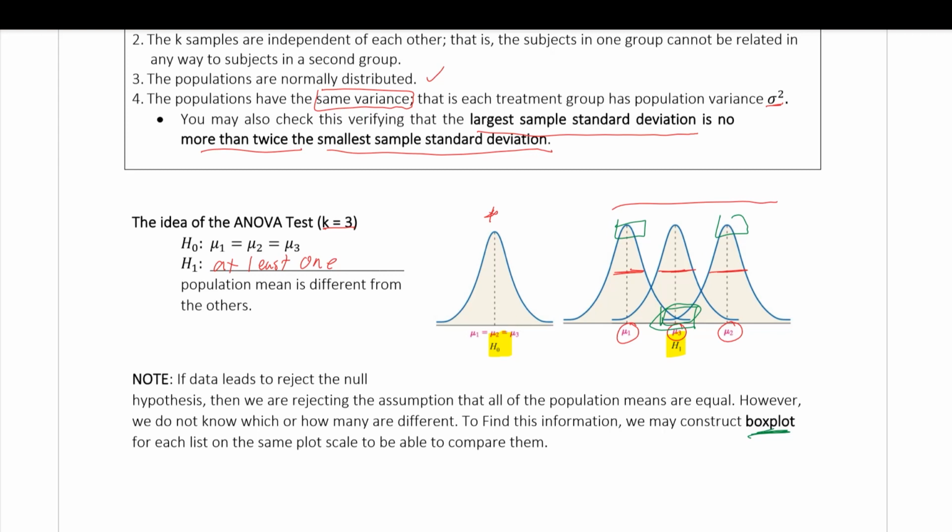Two of them could still be exactly the same, and then one being off. Again, you would have to construct a box plot, which we'll do in one of these problems to show how to compare.